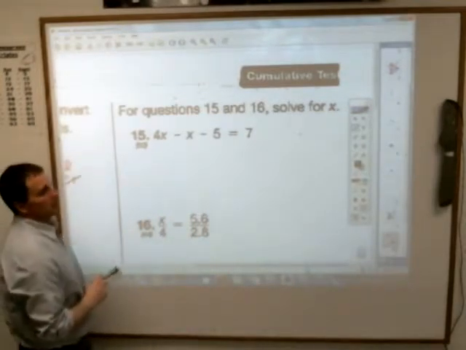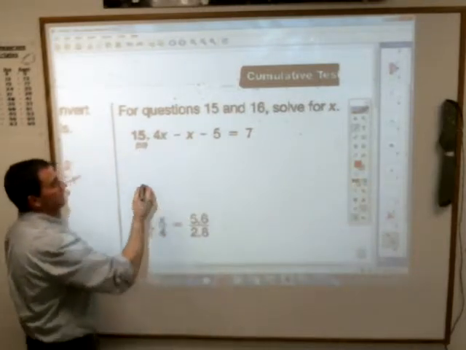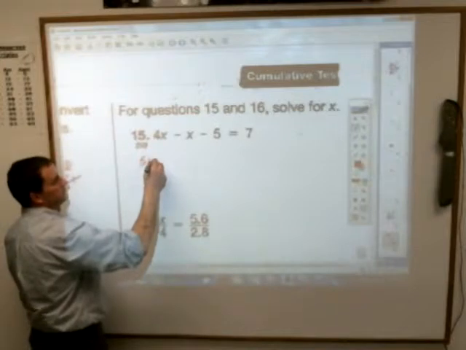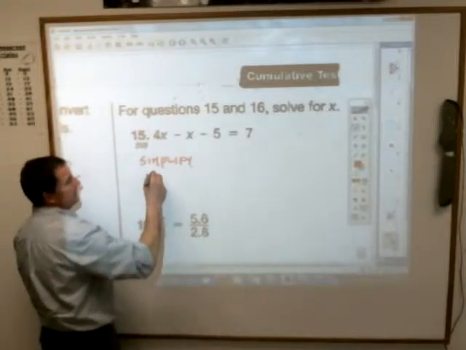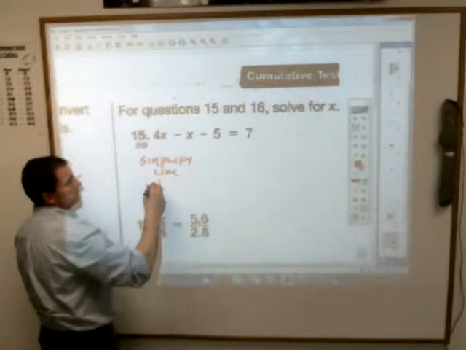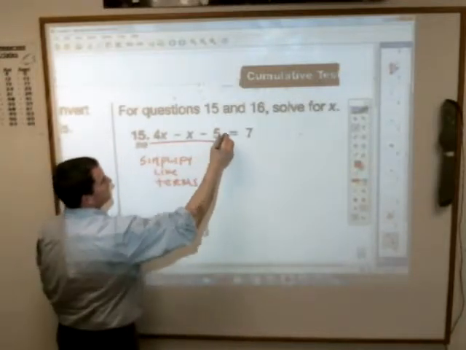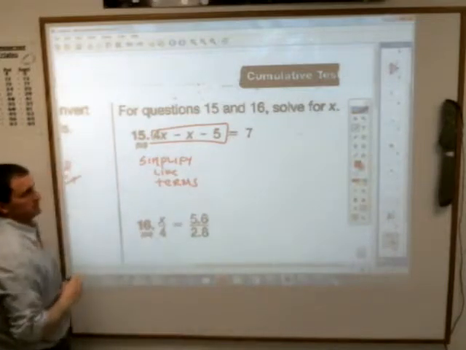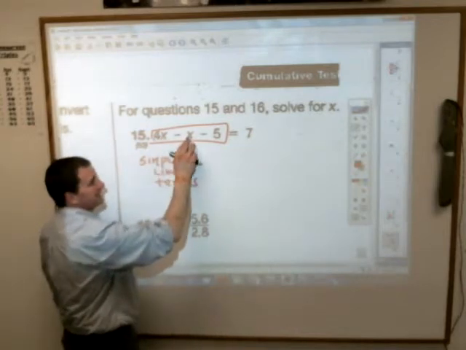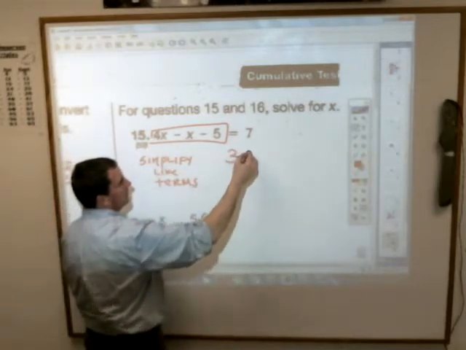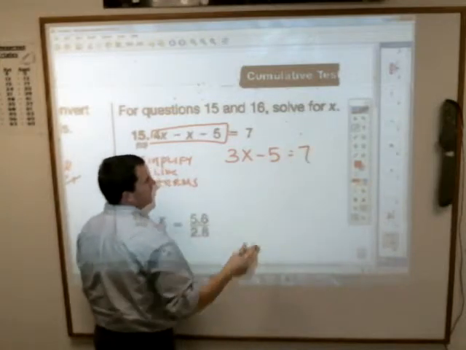When you're given these complex equations, the first thing you have to do is simplify each side. And how do we simplify sides? We do that by adding like terms. What can I put together on this side? 4x and x. I have 4 x's and I subtract an x, that means I'm only left with 3 x's. Now both sides are simplified.